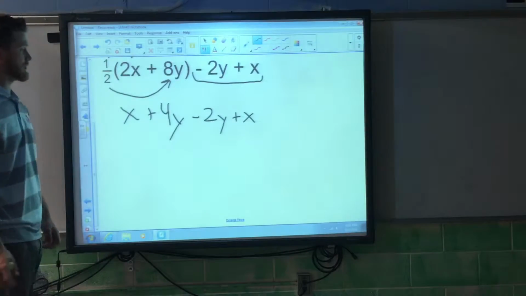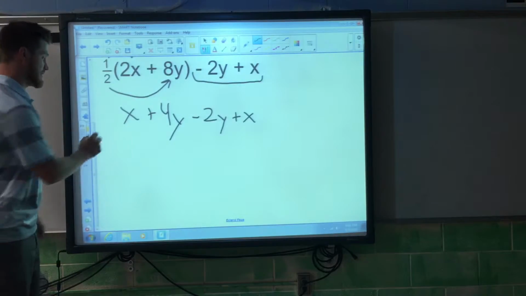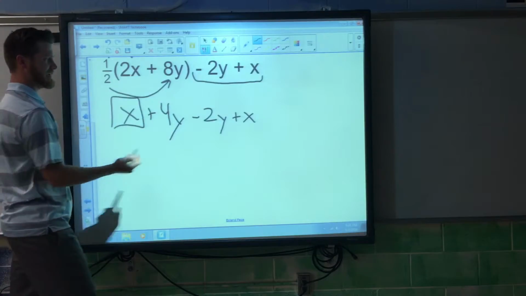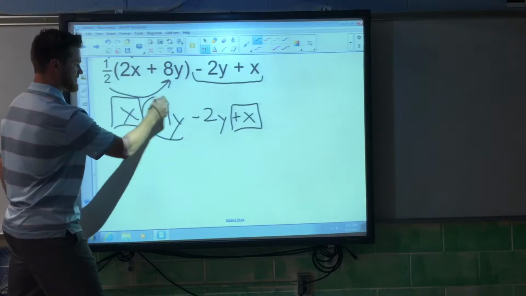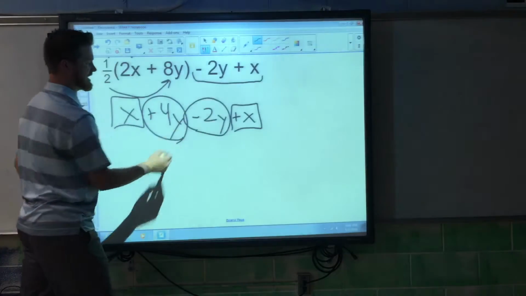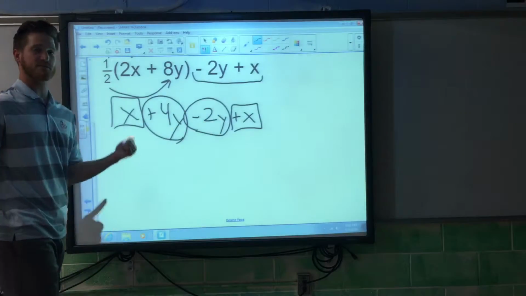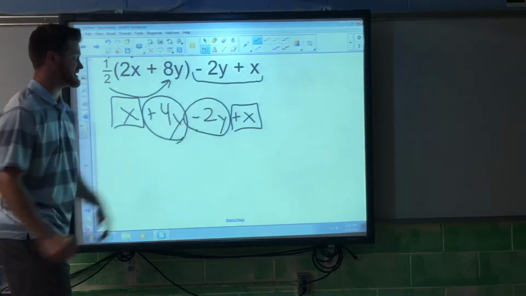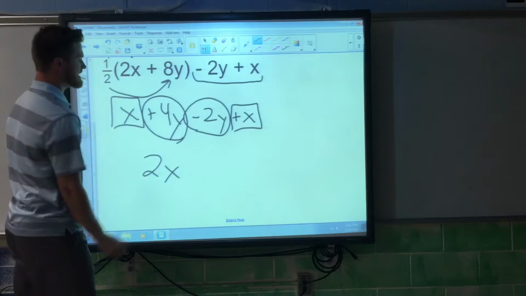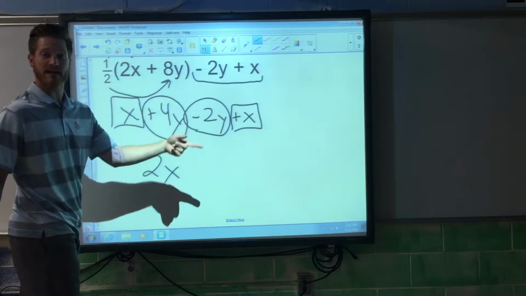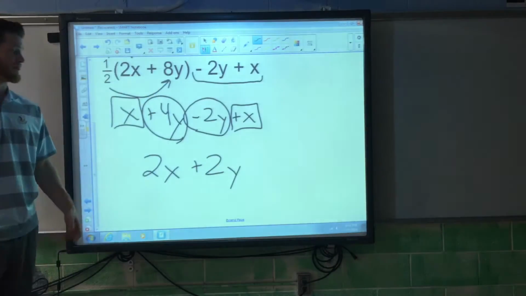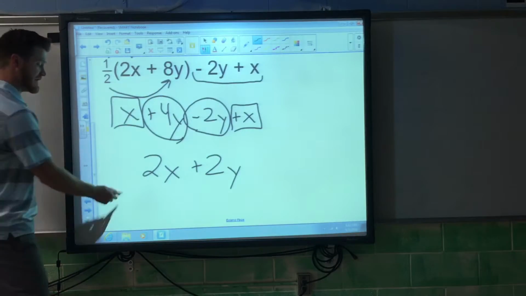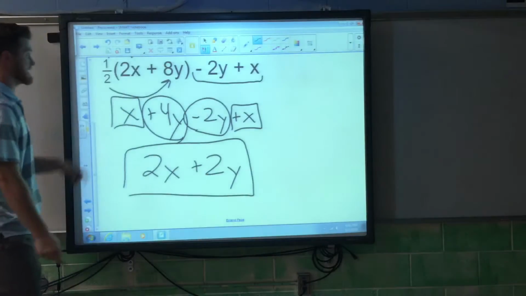Let's give ourselves a little more room. Combining like terms. What combines with the x over here? I see another x over here. And then I have positive 4y minus 2y. Starting with my x's. 1x plus 1x gives me 2x. Then I have 4y minus 2y leaves me with 2y. Or 2y plus 2x, both correct answers.